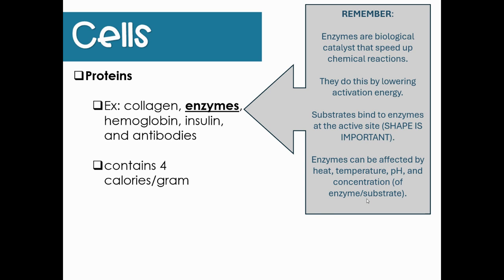So remember, enzymes are biological catalysts, and their purpose is to speed up chemical reactions. They do this by lowering the energy needed for the chemical reaction to start. So we call that activation energy. But substrates bind to enzymes at the active site, which is very important. So the shape of an enzyme is important to its function. And there's some things that can cause the shape of the enzyme to be destroyed. And that could be heat, temperature, pH, also concentration of enzymes or concentration of the substrates.